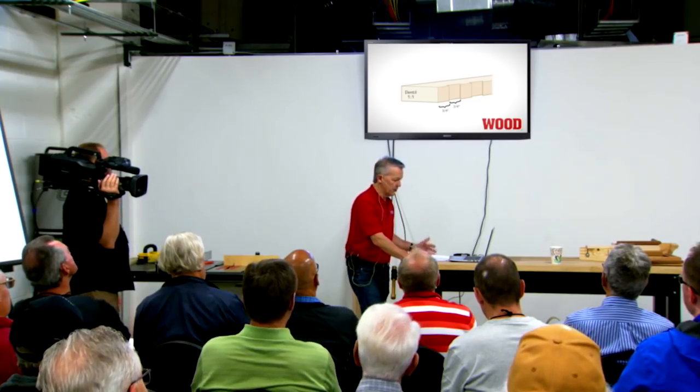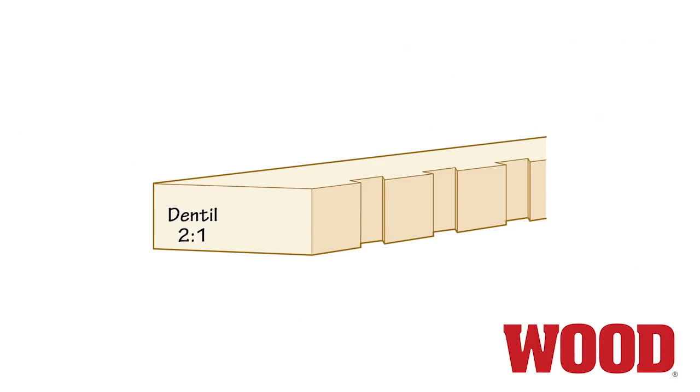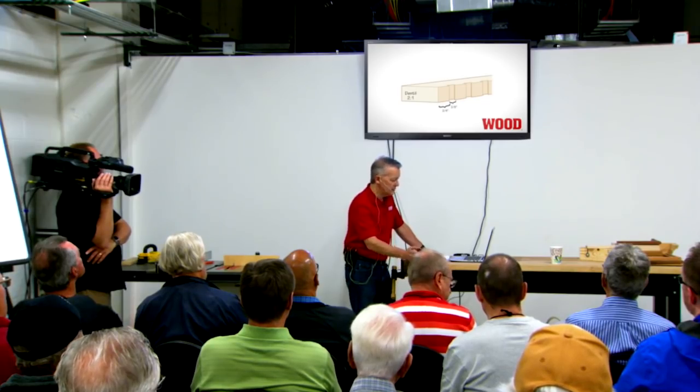Dental molding can also be 2-to-1. These are not the only ratios, by the way. These are just a couple of examples. So here again, you've got 3/4 by 3/4, and the dado next to it is 3/8, half of the width of your dental. And this is easy to make on the table saw.